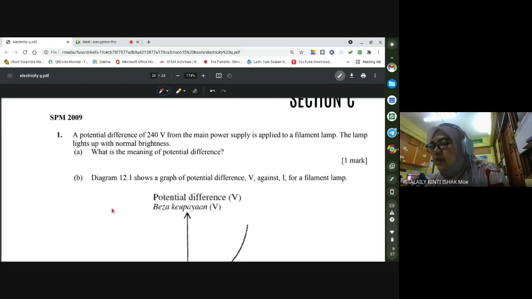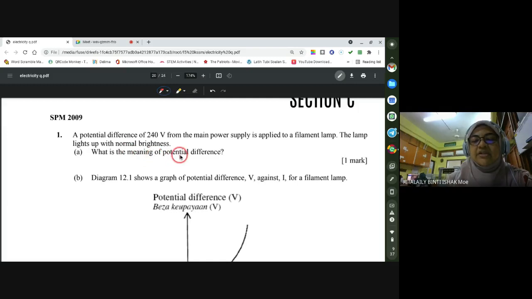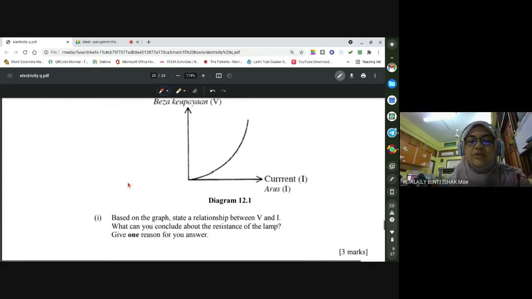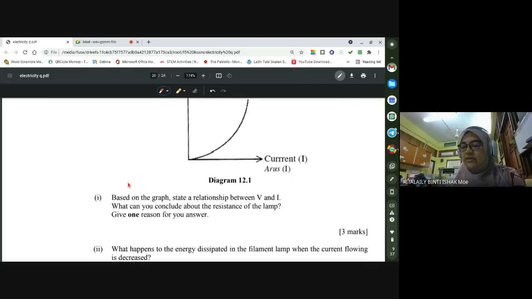Okay, the amount of work done to move one unit of electrical charge from one point to another. Okay, very good. So that is the definition of potential difference: work done to move 1 unit or 1 coulomb of charge from one point to another. And for B, we have a graph of potential difference against current. So based on the graph, state the relationship between V and I, and what can you conclude about the resistance of the lamp, and give a reason for your answer. Okay, so 3 points that we need to tackle.